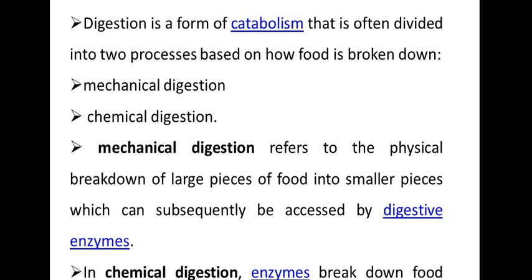Digestion is a form of catabolism that is often divided into two processes based upon how food is broken down. It is of two types, one is mechanical digestion and another one is chemical digestion. In mechanical digestion, the larger food pieces are broken down into smaller pieces which are subsequently acted upon by the digestive enzymes, whereas in chemical digestion the enzymes break down the food into smaller food molecules so that the body can use it.